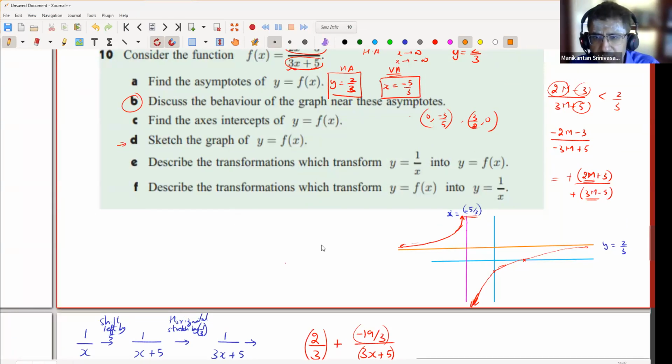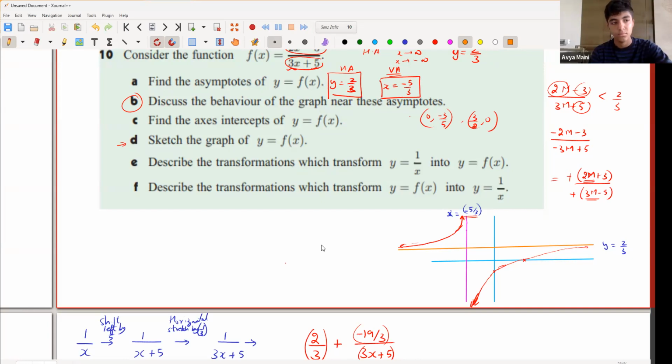Okay. So that was part E. Part F, describe the transformations which transform f of x into y equal to 1 by x. That's retracing the path, right? So can I leave that to you, Avya, later? Part F should be exactly the reverse, right? All of you should be fine on that.